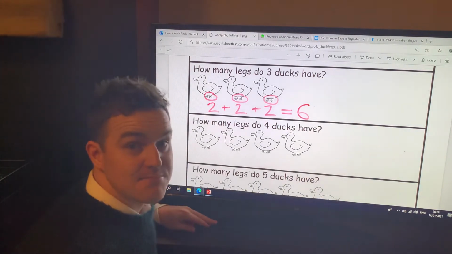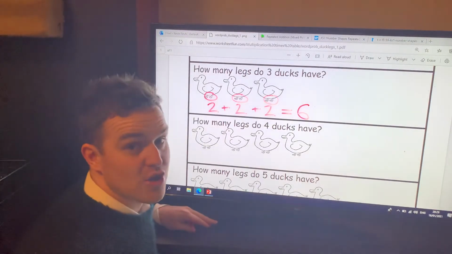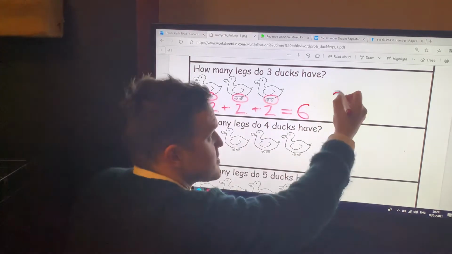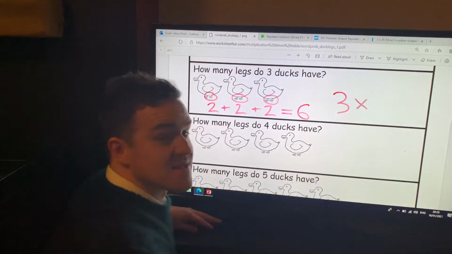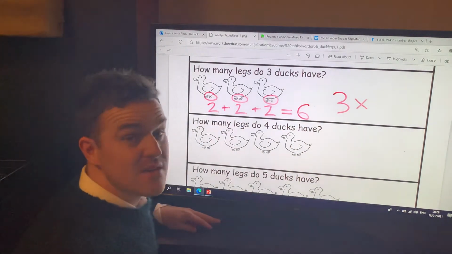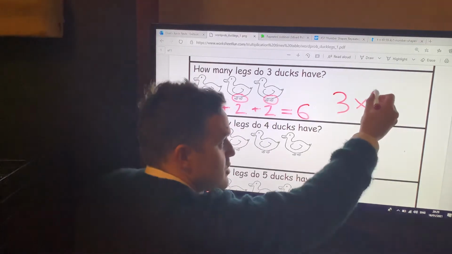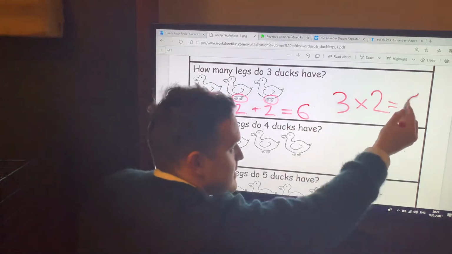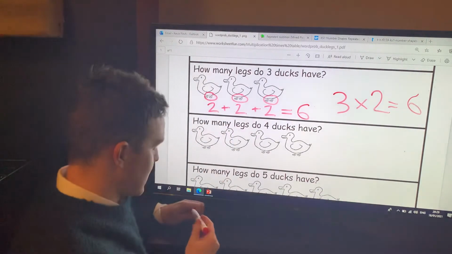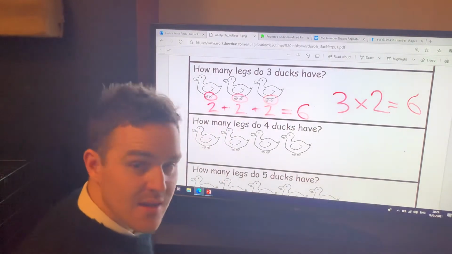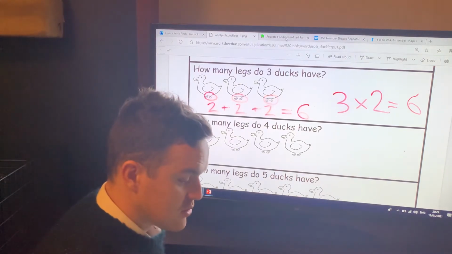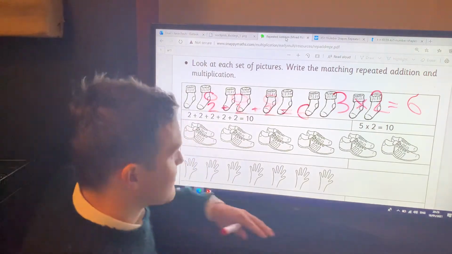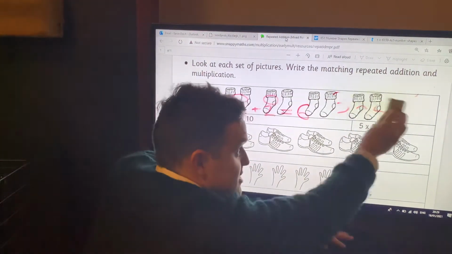Or, as a multiplication sentence, we need to work out how many groups we've got. So we've got 1 group, 2 groups, 3 groups, times each group has how many in it? Yes, each group has 2. 3 times 2 equals 2, 4, 6. Same answer, okay? I'm going to do one more of those, but actually I'm not. I'm going to do one over here with a different question. And you can carry on with the duck questions yourself.